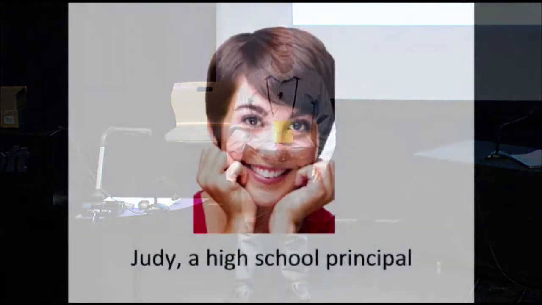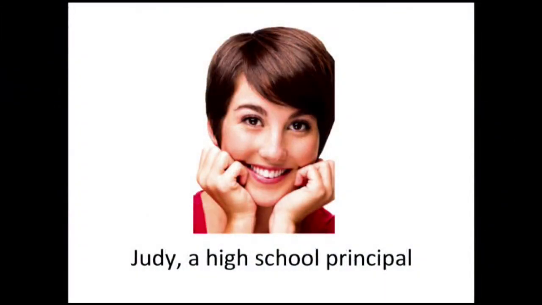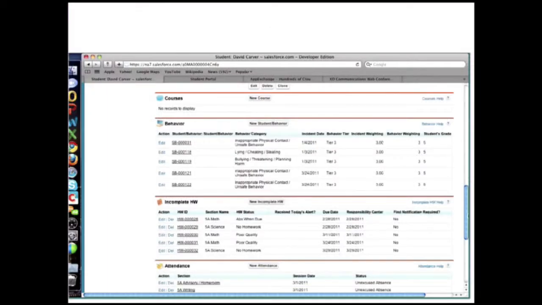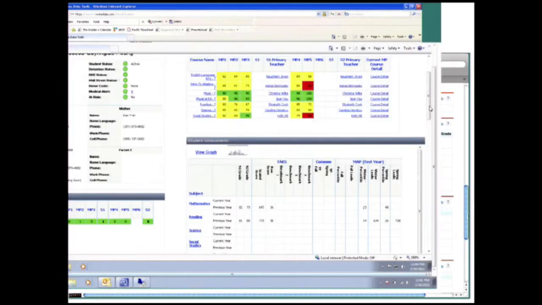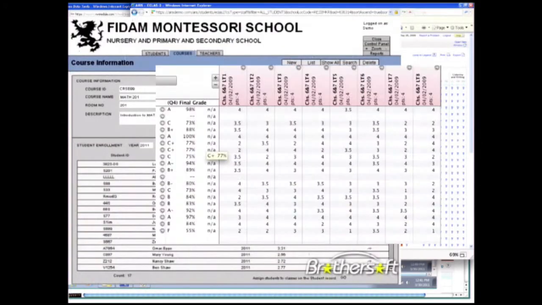Judy is a high school principal who desperately wants to make decisions on the basis of data rather than intuition and hearsay. But the school district that Judy works for provides her with 8 different data systems that she's got to log into in order to get her head wrapped around what's going on in her schools. And that leaves Judy feeling like this. But fortunately for her, there's Eduvant.